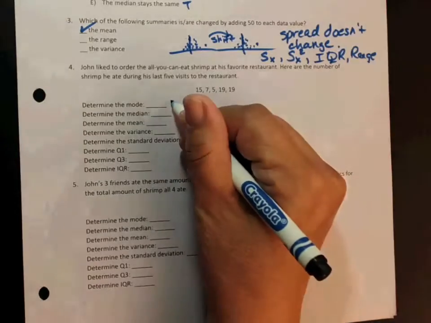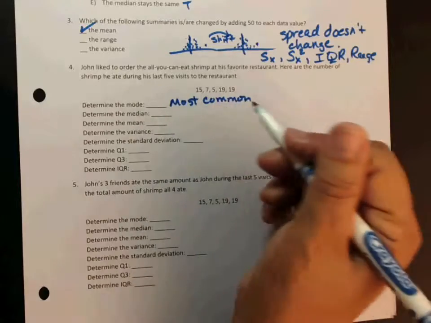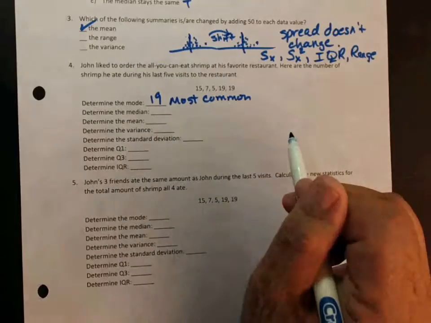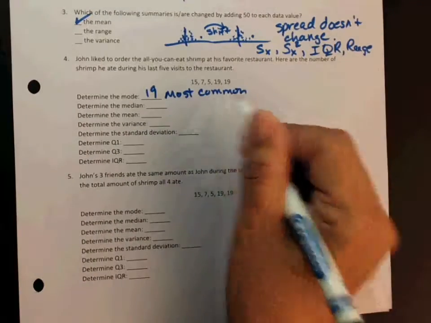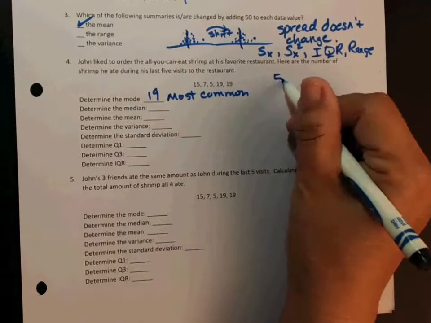We need to determine the mode. The mode is the most common. Now, if none of these were repeated, then there would be no mode. But 19 is repeated, so that's my mode. All right? If I had 2 sets that were repeated, that would be my mode.